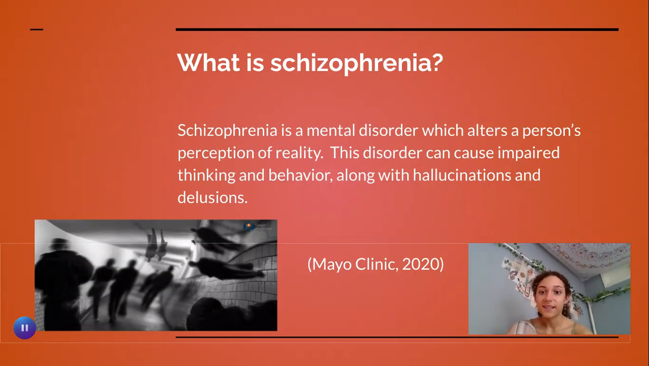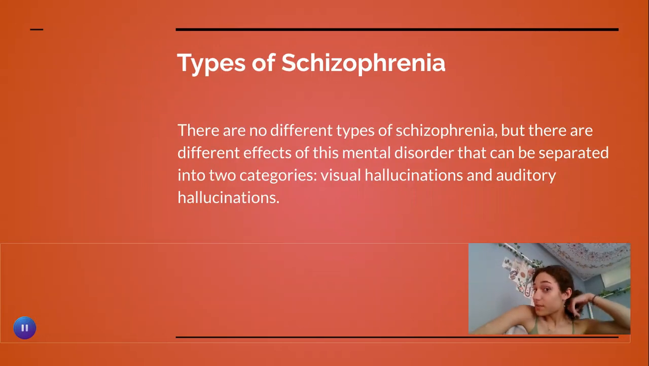What is schizophrenia? Schizophrenia is a mental disorder which can alter a person's perception of reality. This disorder can cause impaired thinking and behavior along with hallucinations and delusions. There are no different types of schizophrenia, but there are different effects of this mental disorder that can be separated in two categories. There's visual hallucinations and auditory hallucinations.